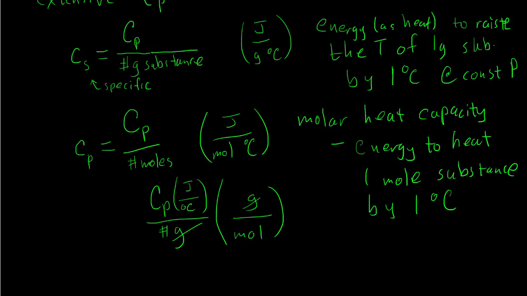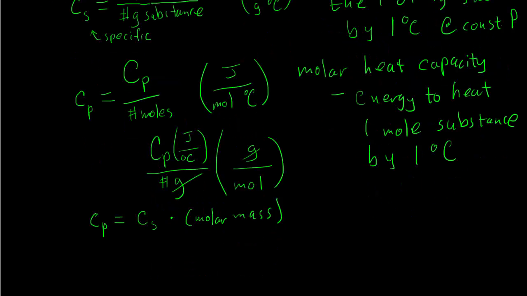So let me write that down as an equation. The molar heat capacity, Cp, is equal to the specific heat capacity, Cs, times, little dot there, the molar mass. So you can just look up the molar mass of your substance, multiply it by the specific heat capacity, and find the molar heat capacity. Or if you need to find the specific heat capacity from the molar heat capacity, you just divide by the molar mass. So that's real easy to do.